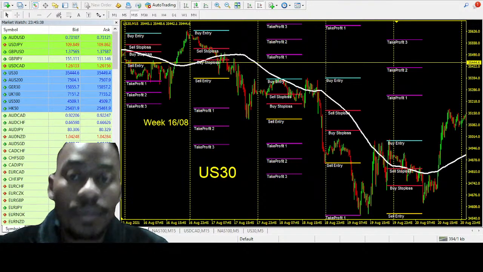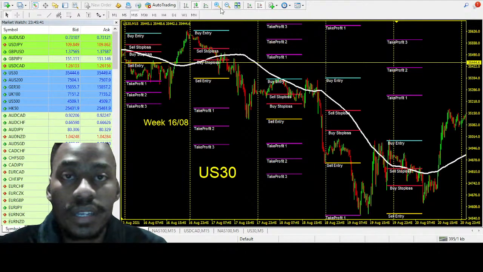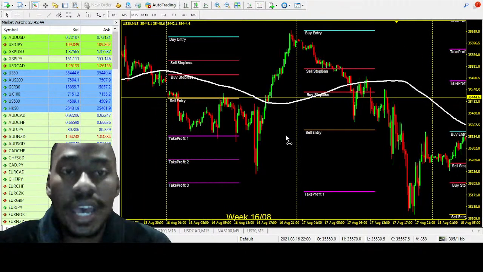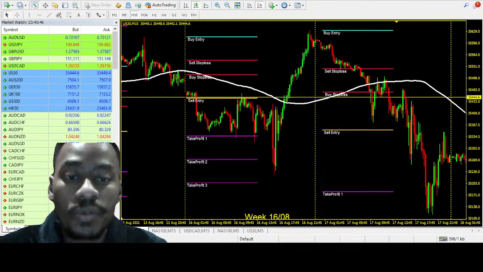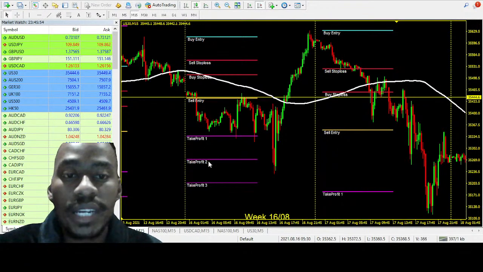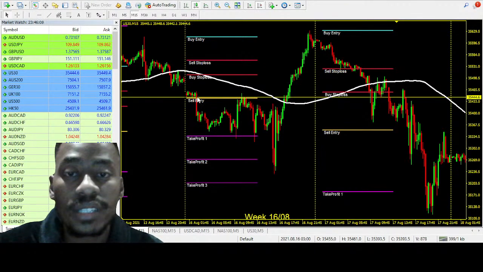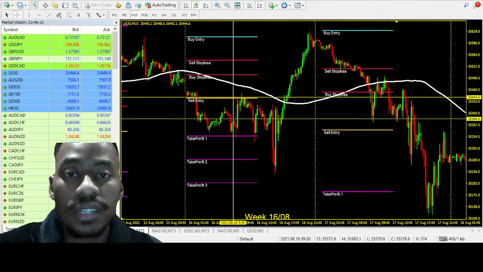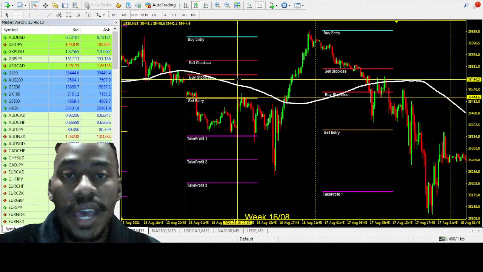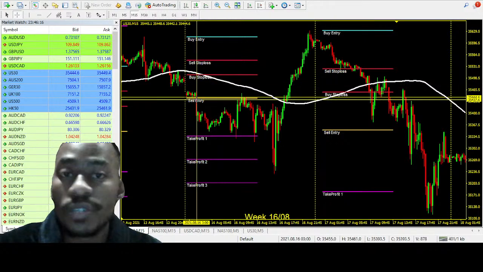Now, as you can see, I'm just going to zoom in a bit. This is what I was talking about, people. If you look at this particular period here in the middle, this was Monday the 16th of August. When the market opened, remember we said we only take the sell trades that happen underneath this 100 period moving average. The market did open, then it came down and triggered the sell entry right there. It was underneath the 100 period moving average, which makes it a valid trade.